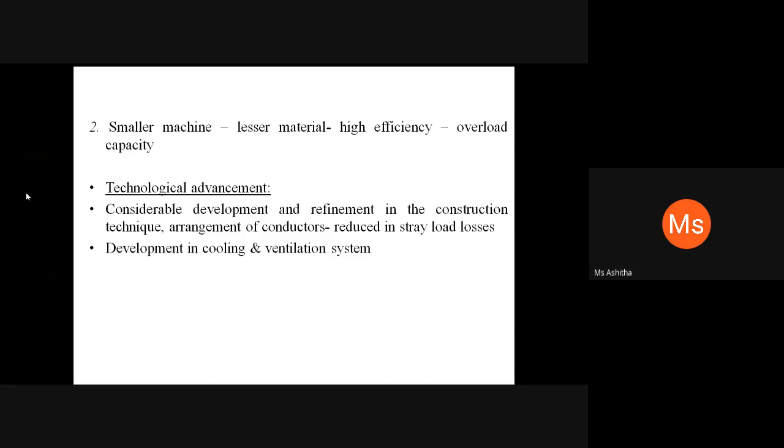The first is that there has been considerable development and refinement in the construction techniques relating to the arrangement of conductors and other parts of the machines, which has resulted in a drastic reduction in the stray load losses. The second advancement is the vast development in the cooling and ventilation systems for the machines. New methods are much more effective for the dissipation of heat generated inside the machine.